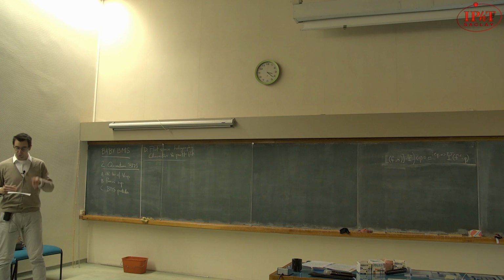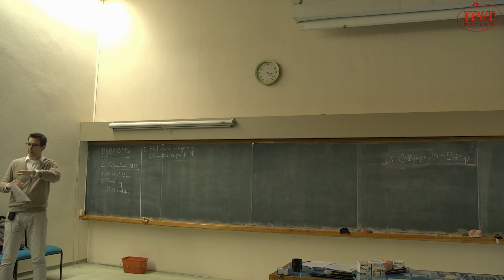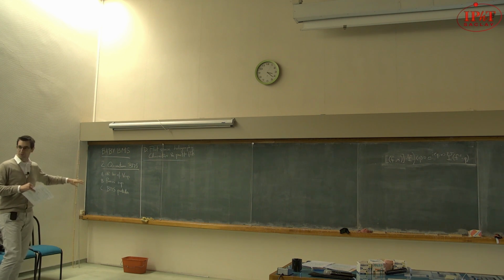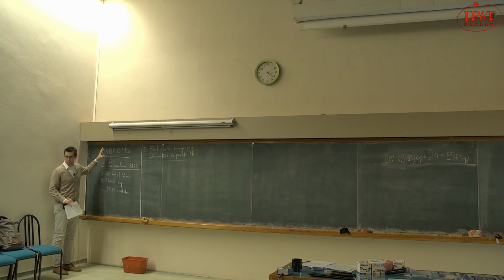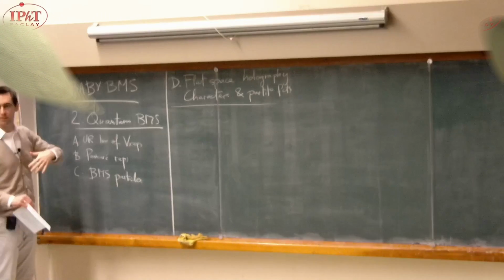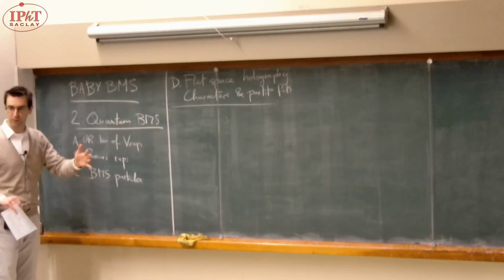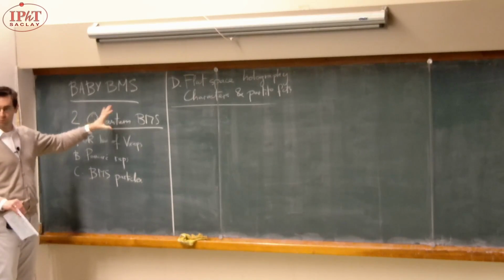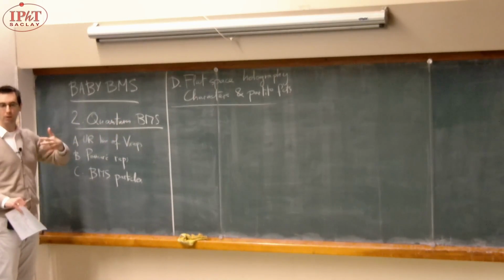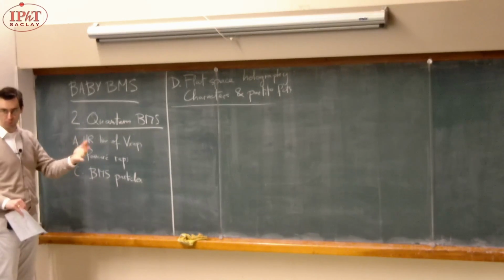So we just had lunch, so let me summarize what I've told you this morning, because I don't remember. I was talking about baby BMS, meaning BMS in 3D, and I spent a whole lot of time explaining what this symmetry is. Then I moved to the quantum theory, meaning the theory of unitary irreducible representations of BMS, where unitary is the key word. That's what tells you that you're in a quantum theory.